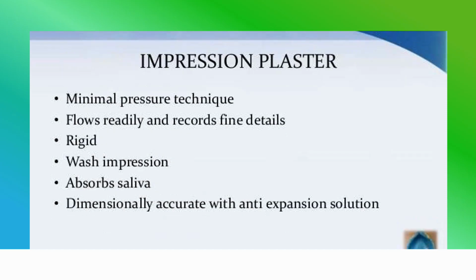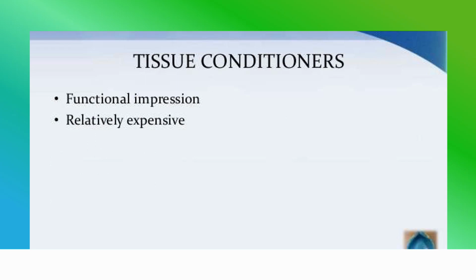Impression plaster is again employed with minimal pressure impression techniques. When there is flabby or inflamed tissue, it can record with a minimal amount of pressure. It is used for making wash impressions, but the limitations are again that it is rigid and can break or chip when used in undercut areas. It also has the potential to expand and requires a separating medium, because if you do not apply it, the material will adhere to the cast material.